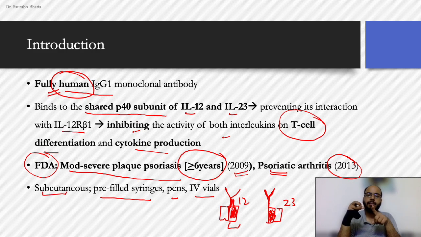It can come as a syringe in which you have to push the plunger to give the dose. It can come as pre-filled pens in which you just have to push a button and the dose gets injected automatically. Or it can come as an IV vial in which you can formulate individual doses and then give it to the patient. Clear?